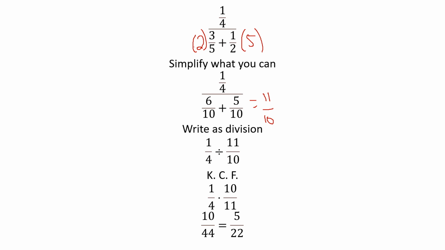So step 1, simplify what you can. Step 2, write it out as a division problem. Step 3, just do the division steps by keeping the first, changing division to multiplication, and then flip that second one. Make sure if you can reduce, make sure you reduce. So these are just going to get a little scarier as we go on.